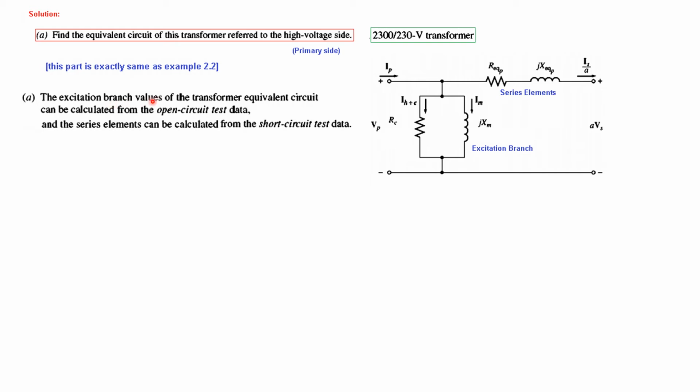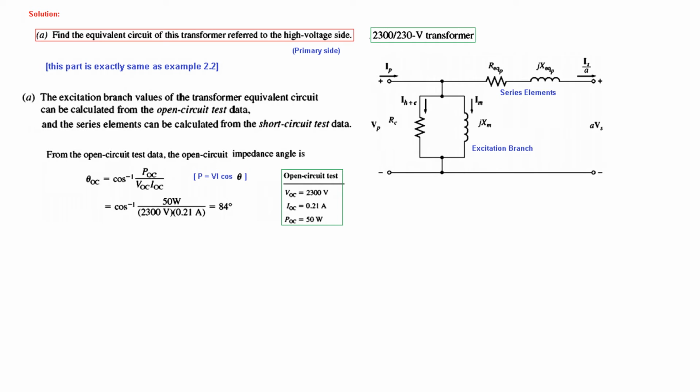The excitation branch values of the transformer equivalent circuit can be calculated from the open circuit test. So these two parameters are calculated from the open circuit test, and the series elements can be calculated from the short circuit test. So these two from the short circuit test. Let's see. This is the open circuit test results.